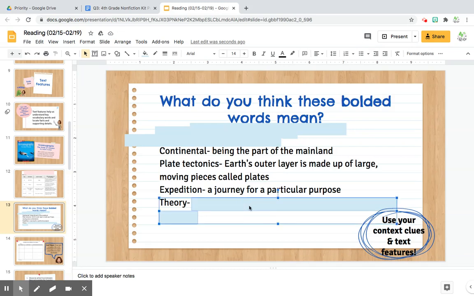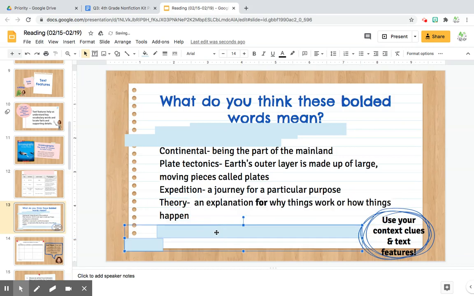And the last piece here was our theory. Now, a theory is kind of that idea, right? It's an explanation for why things work or how things happen. And it's our idea of why they happen. Now, what's great about this is if we couldn't figure it out based on context clues, we can definitely always use our glossaries to help.